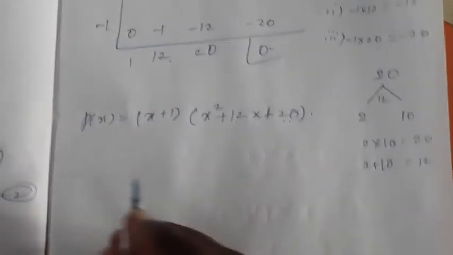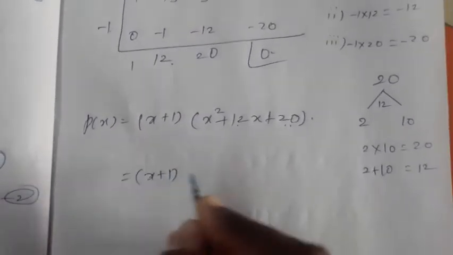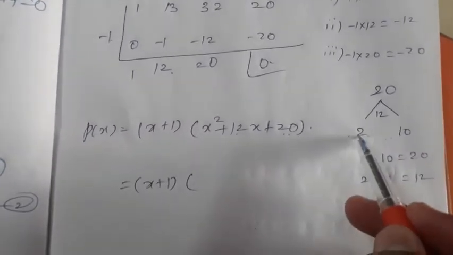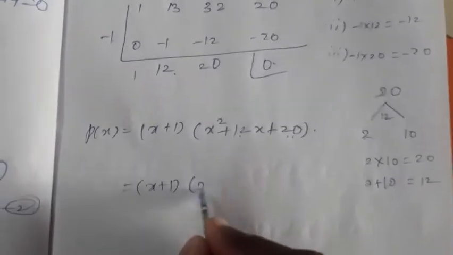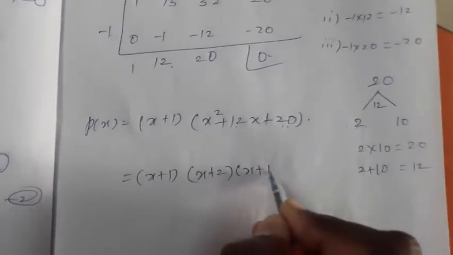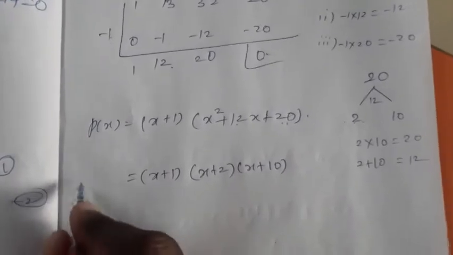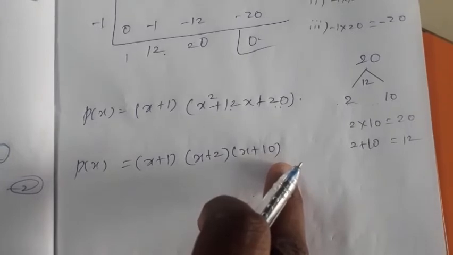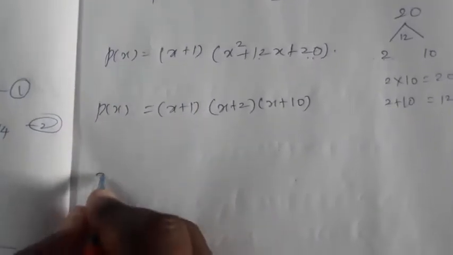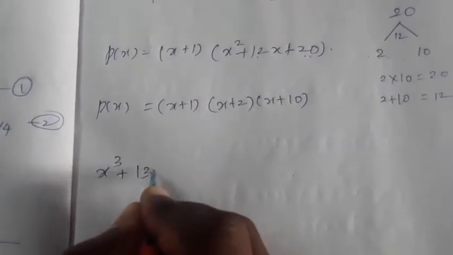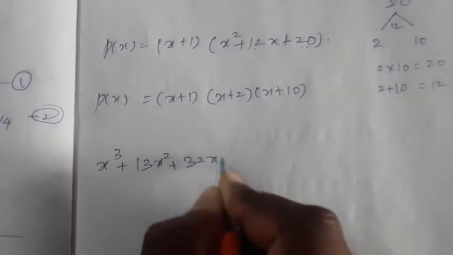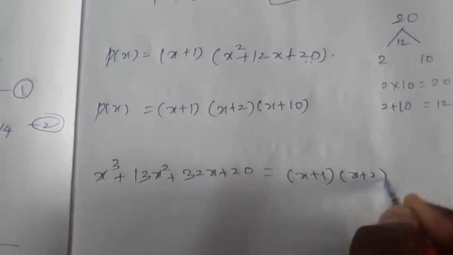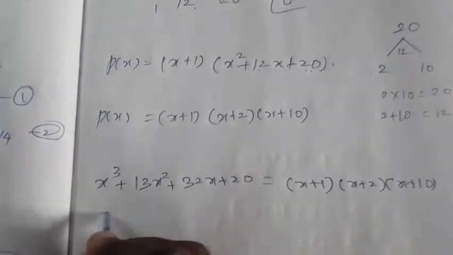Therefore, one factor is 2 and the other is 10, so x square plus 12x plus 20 is x plus 2 into x plus 10. So p of x is x plus 1 into x plus 2 into x plus 10. Finally, x cube plus 13x square plus 32x plus 20 equals x plus 1 into x plus 2 into x plus 10. So the solution is over.